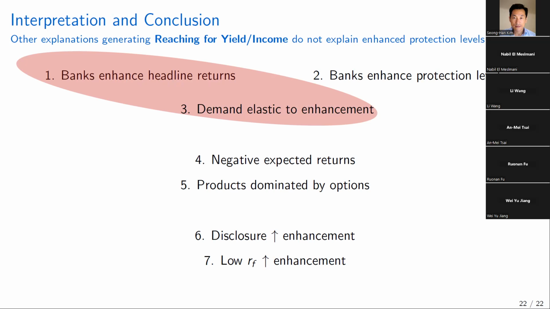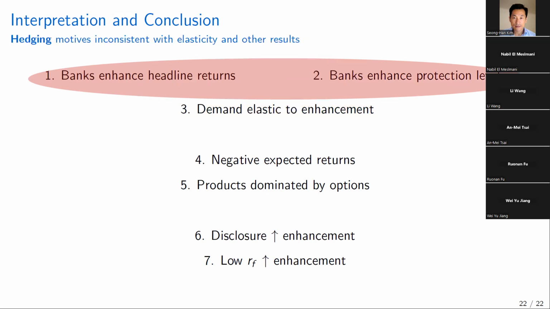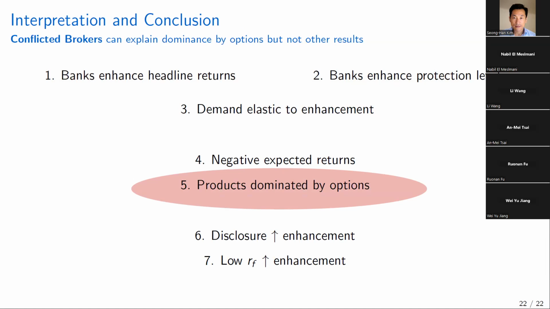It has to be a story where investors like both high headline returns and high protection levels. You may also think about stories such as hedging. These would be, again, inconsistent with my elasticity estimate. They wouldn't explain why investors are buying these securities despite being statewide dominated by listed options. Conflicted brokers can explain why investors buy these securities despite being dominated by listed options, because these securities pay huge commissions to the brokers, but wouldn't explain other results.